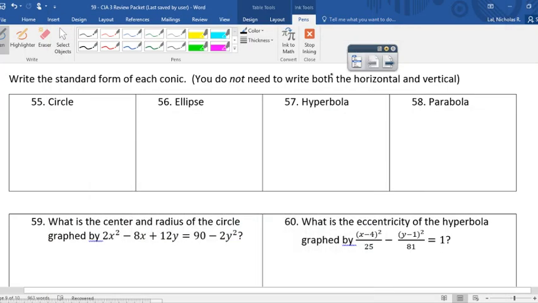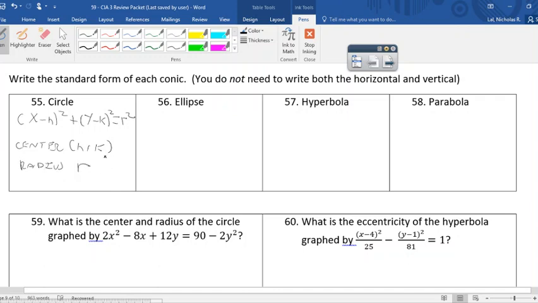All right, so circle, ellipse, hyperbola, and parabola. I'm just going to quickly go over the standard forms, okay? The circle is going to be (x minus h) squared plus (y minus k) squared is equal to r squared. All right, that's with center (h, k) and radius r.